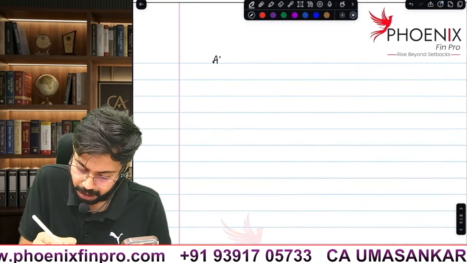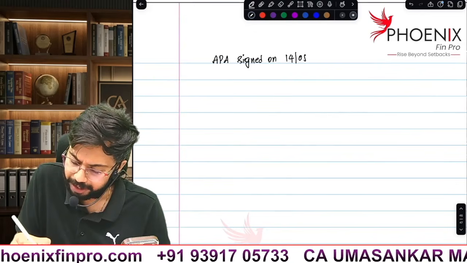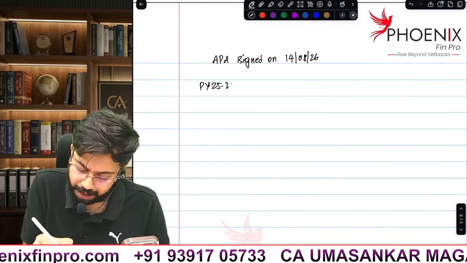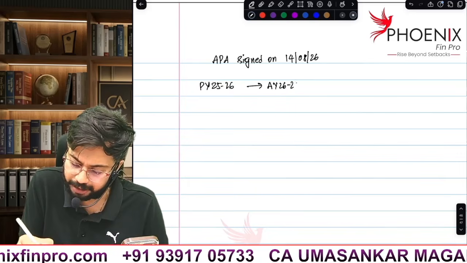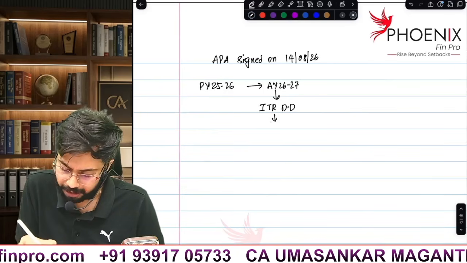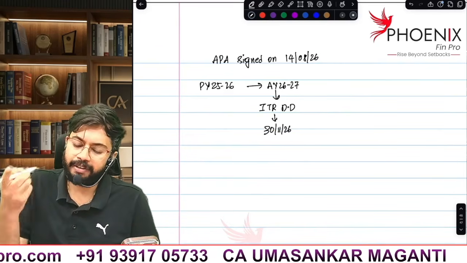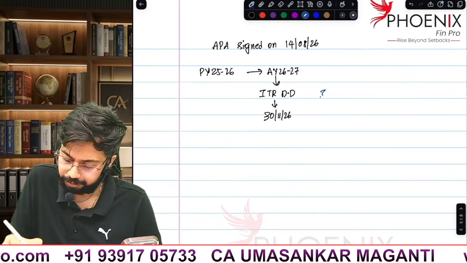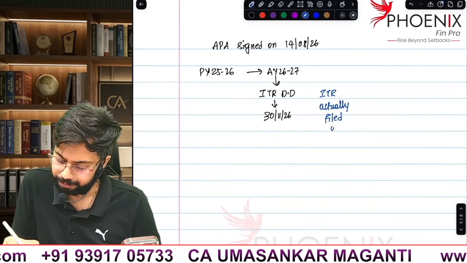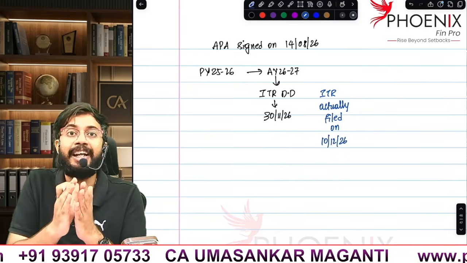Let's say APA was signed on 14th August 2026. For previous year 25-26, what is the corresponding assessment year? Assessment year 26-27. Correct. In 26-27, what is the ITR due date? ITR due date is 30 November 2026. Okay. When was ITR actually filed? ITR was actually filed on 10th December 26. That means ITR is filed after the due date.